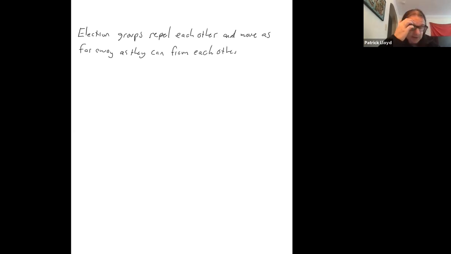So the idea would be this: if you had an atom with 2 single bonds, that's 2 electron groups, right? They would move away from each other. Essentially, it's electronic repulsion. Electrons are negatively charged, so they would move as far apart as they could. With 2 electron groups, that's as far apart as they can get.